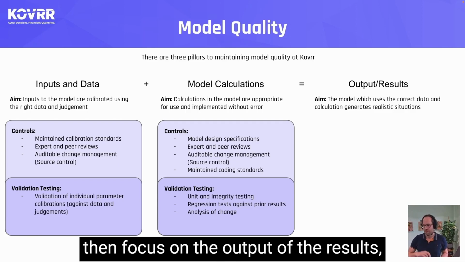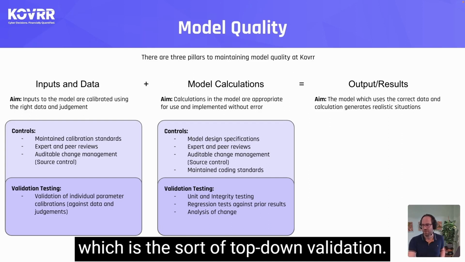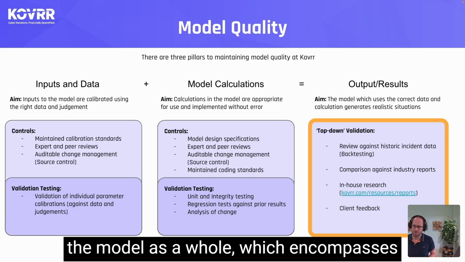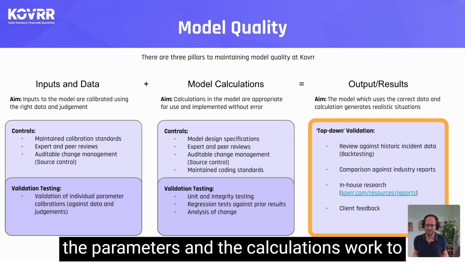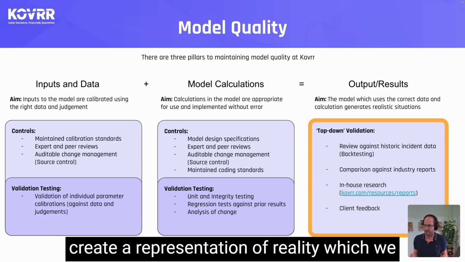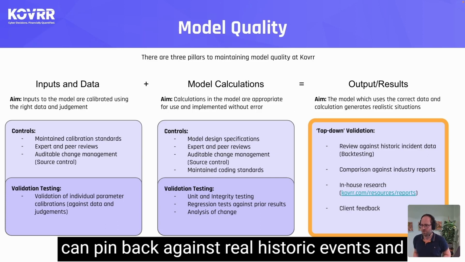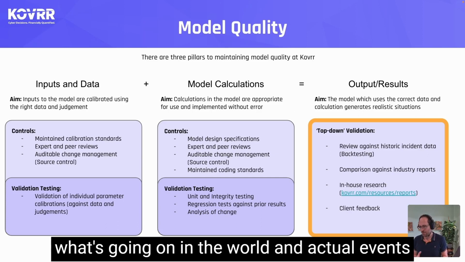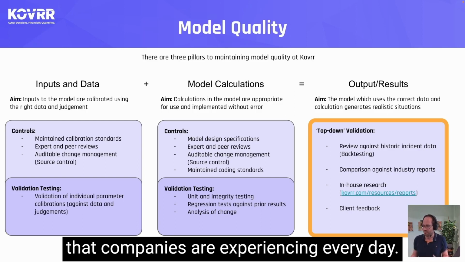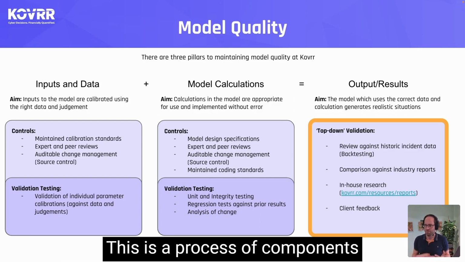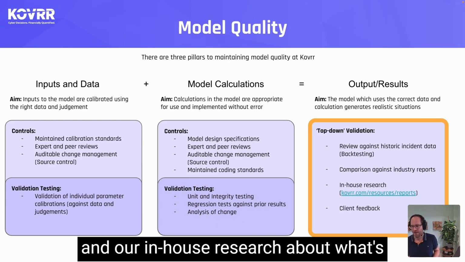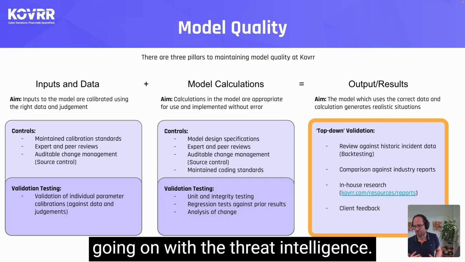We can then focus on the output of the results, which is the sort of top-down validation. The idea behind this is to make sure that the model as a whole, which encompasses the parameters and the calculations, works to create a representation of reality, which we can pin back against real historic events and actually prove that our model itself represents what's going on in the wild and actual events that companies are experiencing every day. This is a process of components like backtesting and validation, comparing against industry reports, and our in-house research about what's going on with the threat intelligence.